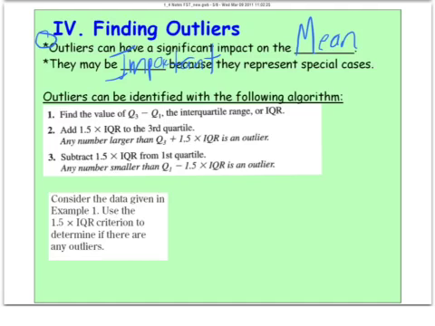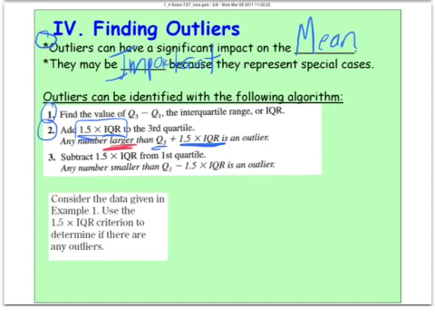The first step of the outlier test is to find the value of the IQR. So you need to take Q3 minus Q1. Once you have that, you go to step 2. You take your IQR value and you times it by 1.5. Once you have this value, this 1.5 times the IQR, you take that value and add it to Q3. Any number larger than that is considered an outlier.